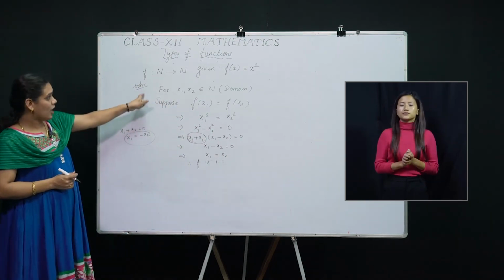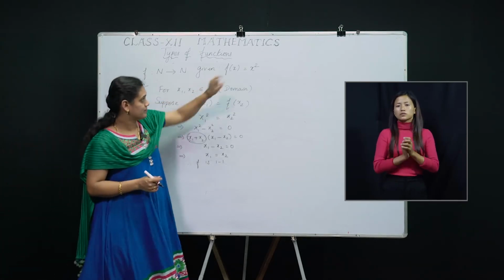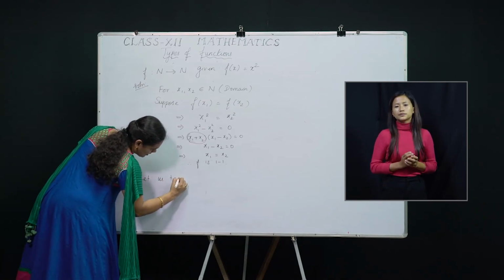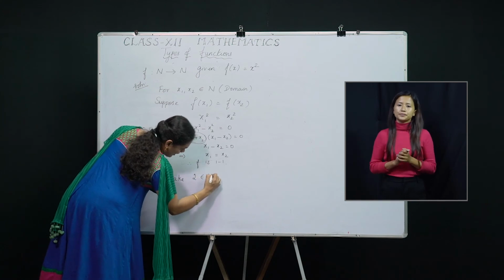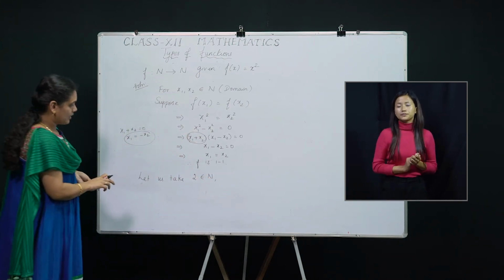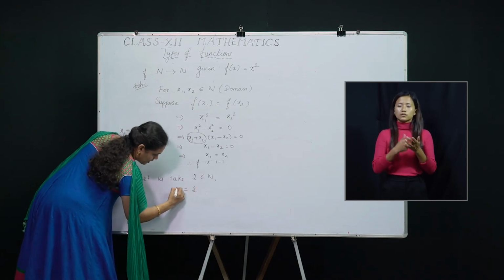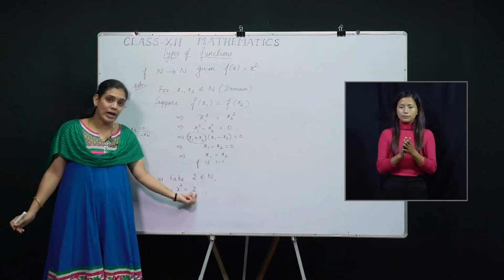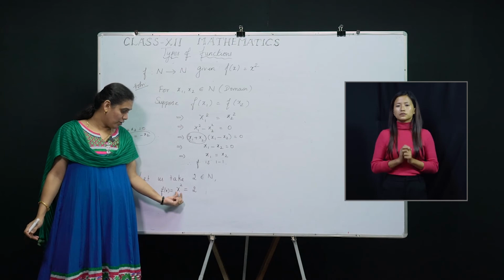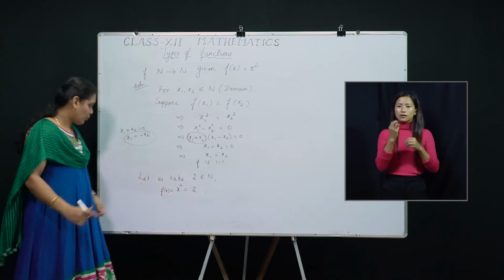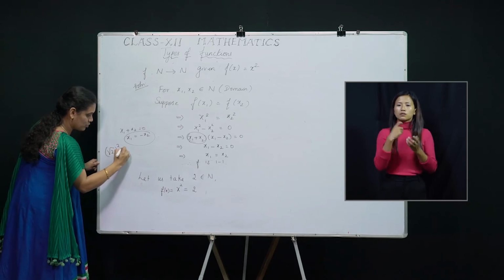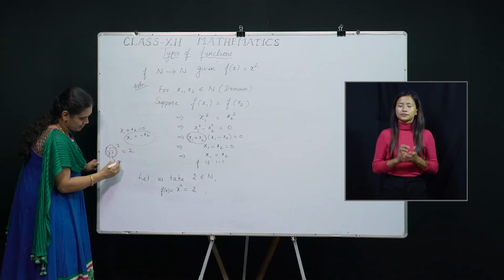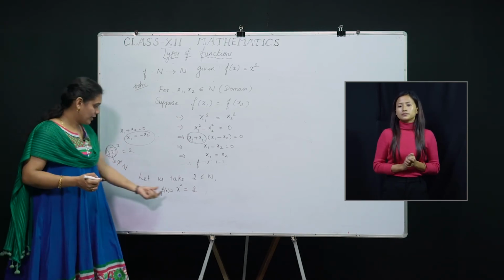All right. And then how to show that it is onto. Let us take a natural number, 2 belongs to N. 2 is a natural number, right? Can we get 2 as a result of some square? I want 2 as an answer. When you take the square of a number, you should get 2 as the answer. It's possible only when we take root 2. Root 2 squared is 2, right? But root 2 is not a natural number, so we cannot consider this.